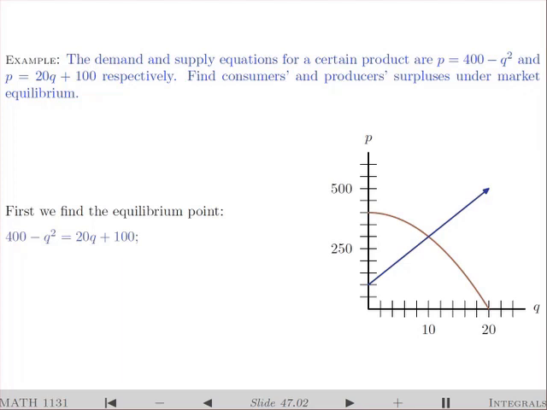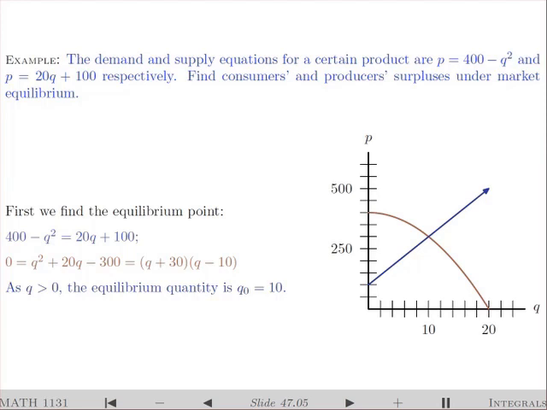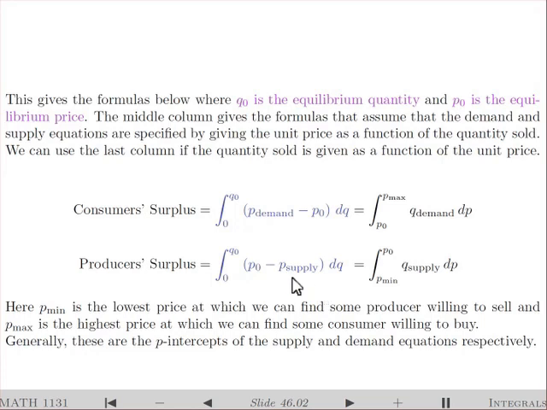In this case, I have a quadratic equation, so I'm going to put it in standard form by bringing all the terms to the right. So add Q squared and subtract 400. 100 minus 400 is minus 300. So the equation becomes 0 equals Q squared plus 20Q minus 300, which factors as (Q plus 30) times (Q minus 10). Only positive solution is Q equals 10. That's the equilibrium quantity. If you recall the formula, you see that we also need to find the equilibrium price.